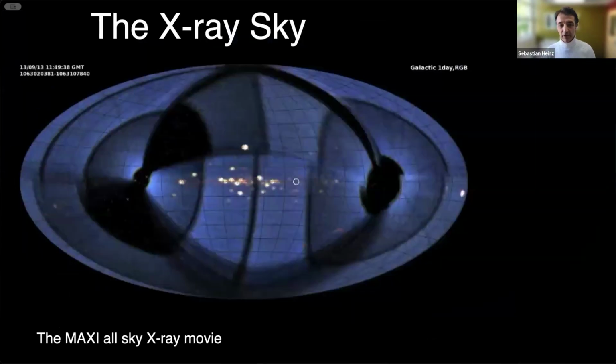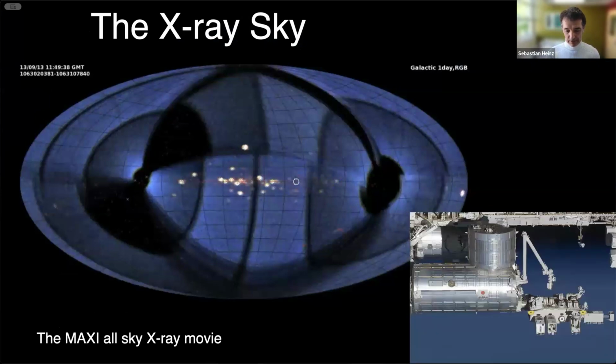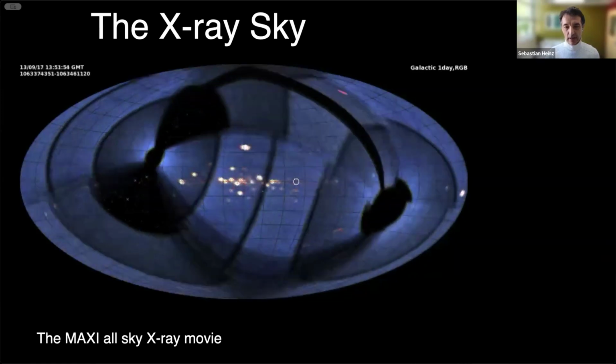So here is my example of how dust scattering and dust X-ray tomography work. This is my first entry into the field. This is Source X1, the source in the circle here. Keep your eyes on it. This is MAXI. This is the all-sky movie from 2013, 2014. I'm going to set this in motion, and you will see what happens in the all-sky X-ray sky. And keep your eye on Source X1.